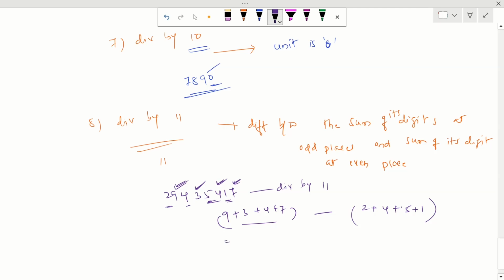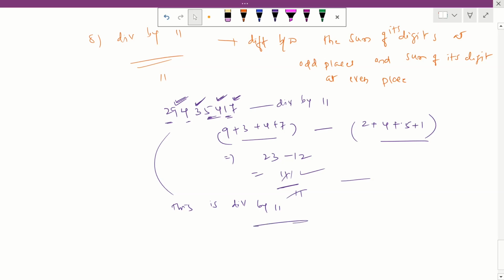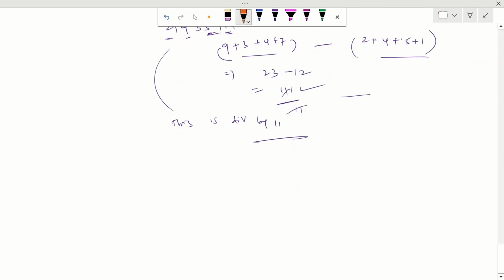When we do this, we get 23 for one sum and 12 for the other. 23 minus 12 is 11. So 11 is divisible by 11, right? It is divisible. Therefore, we can say the given number is divisible by 11. Understood? Now you understood the concepts of divisible and not divisible, prime numbers, face value and place value. All these things we understood.